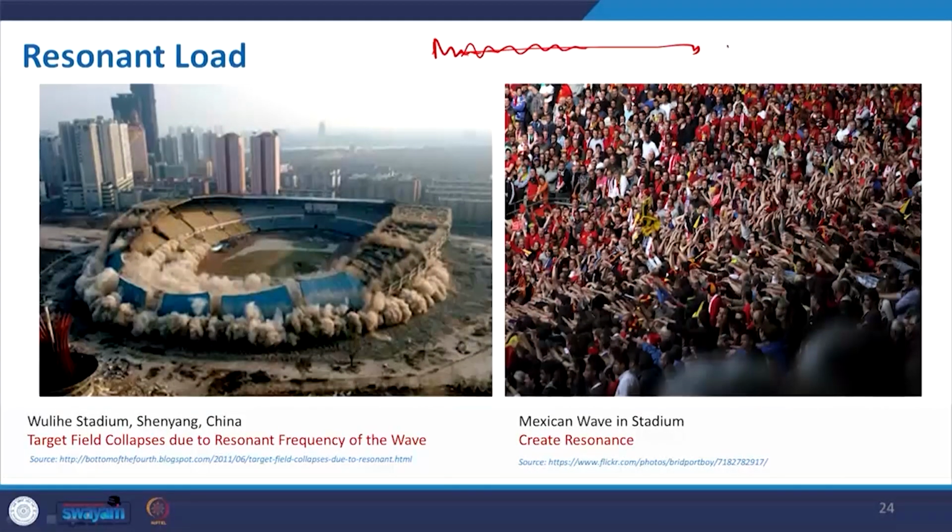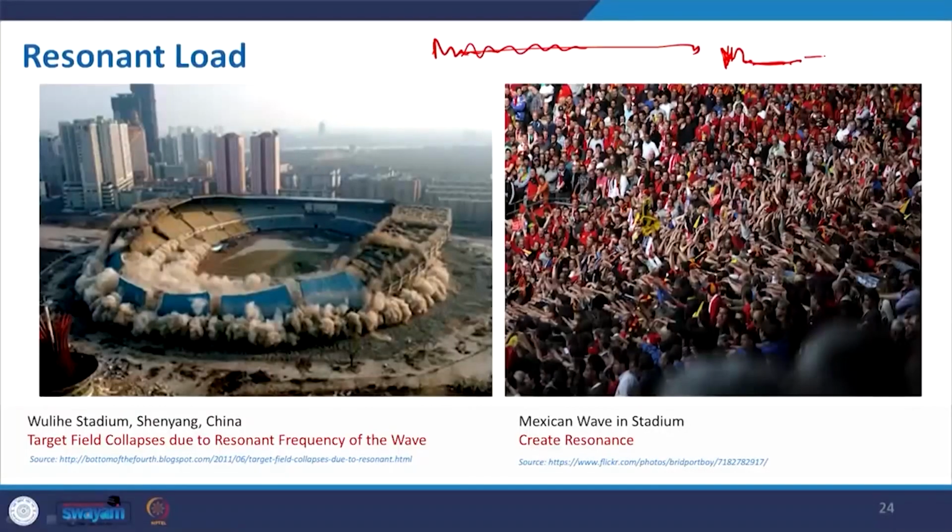When that wave is created in the supporting structure, the vibration accumulates and they are synchronizing with each other. So, that will propagate the wave, and that may create resonance, which may collapse the structure. Here is another example: a controlled demolition that collapsed due to the resonant frequency of the wave. Taking that as an advantage, it was a controlled demolition so that it would not affect the surrounding area.